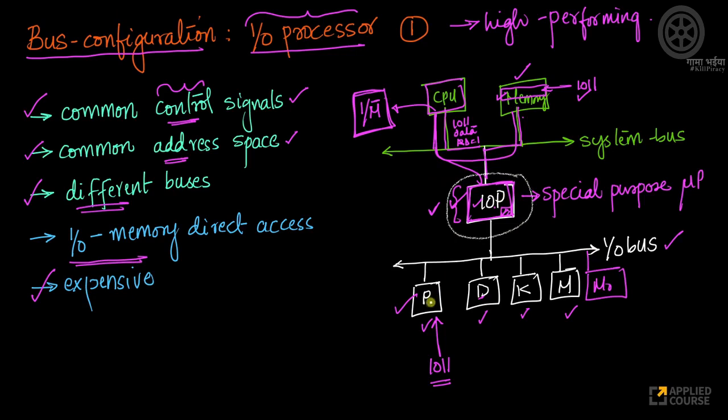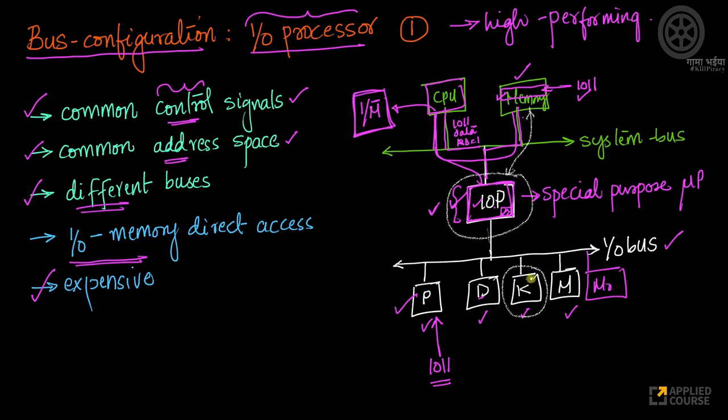Imagine if I want to store some data from my keyboard. My keyboard is sending some data. Suppose I want to store that directly to memory. Now there will be special lines between your memory and IO processor also. This IO processor, at the end of the day, is also a microprocessor. It's just a special purpose microprocessor.